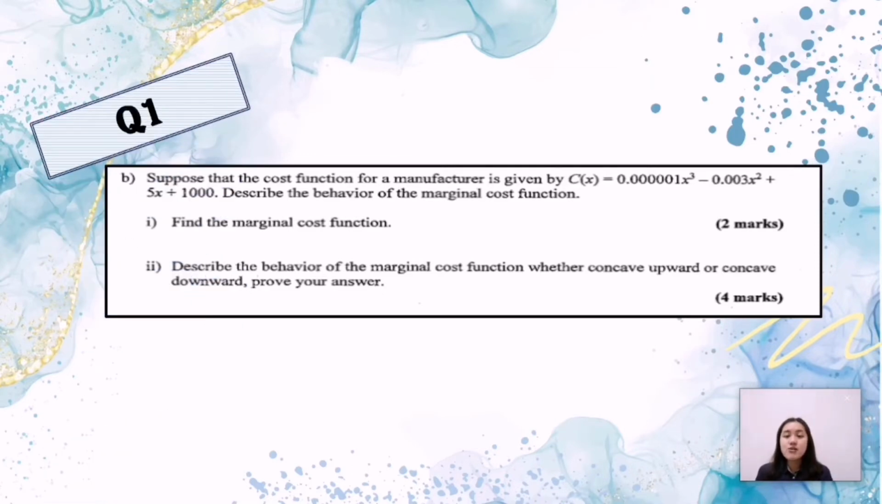So now, let's look at the second question, which is question 1b. Suppose that the cost function for a manufacturer is given by 0.00001x cubed minus 0.003x squared plus 5x plus 1000. Describe the behavior of the marginal cost function. In this question, we want to find the marginal cost function and describe its behavior, whether concave upward or concave downward. Prove your answer.